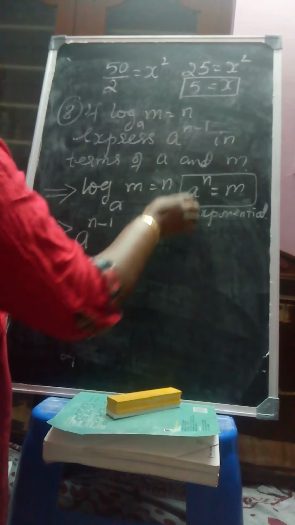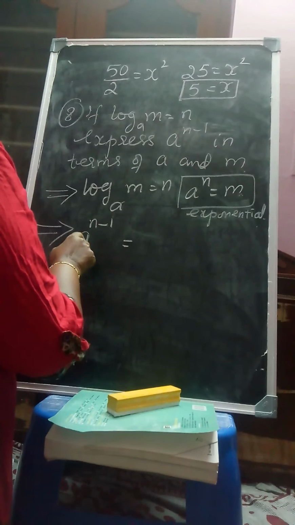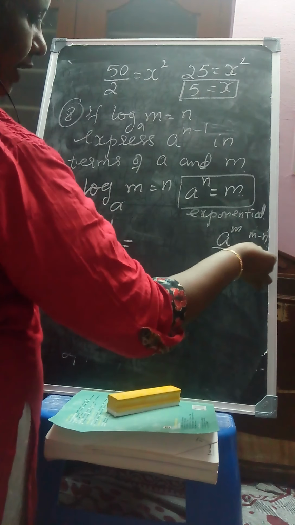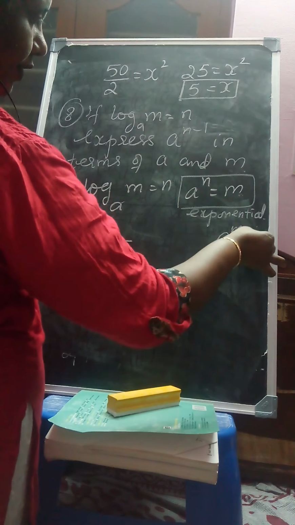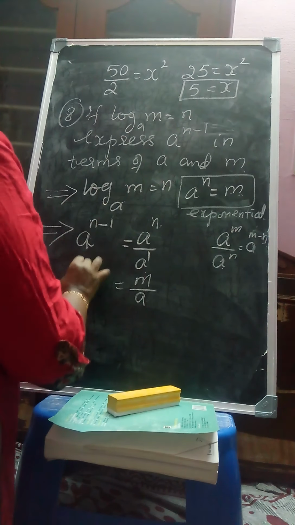Now in this we have to express in terms of a and m. Now see here, I can write this as a raised to the power of m by a raised to the power of n is equal to a raised to the power of m minus n. So vice versa, a raised to the power of m minus n can be written like this. So here you have n minus 1. So you can write it as a raised to the power of n by a raised to the power of 1. See how m minus n can be written like this. Like that, this can be written like this. Now a raised to the power of n is what? m. And a raised to the power of 1 is a. So a raised to the power of n minus 1 is expressed in terms of m by a. Understood?